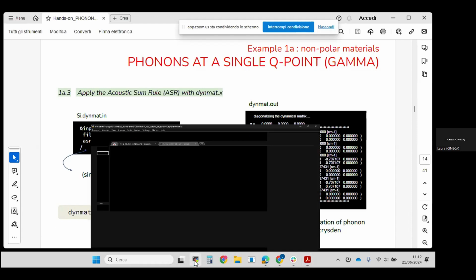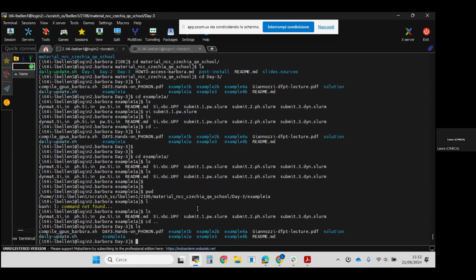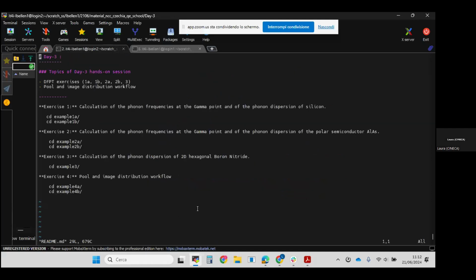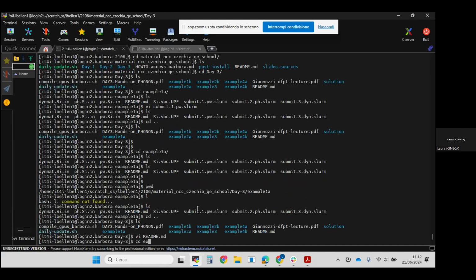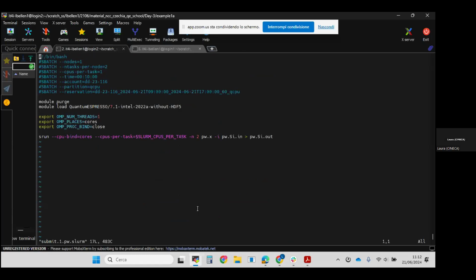Okay, let's see this now from the terminal so that you can repeat this example. So here we are inside the folder P3. The README shows the content of the different folders. Inside example 1A, you will initially, as you can see, run the PW simulation. You can decide, if you want, to work in interactive mode and just launch by command line the PW, ph, dynmat calculation. Otherwise, you can submit the job.